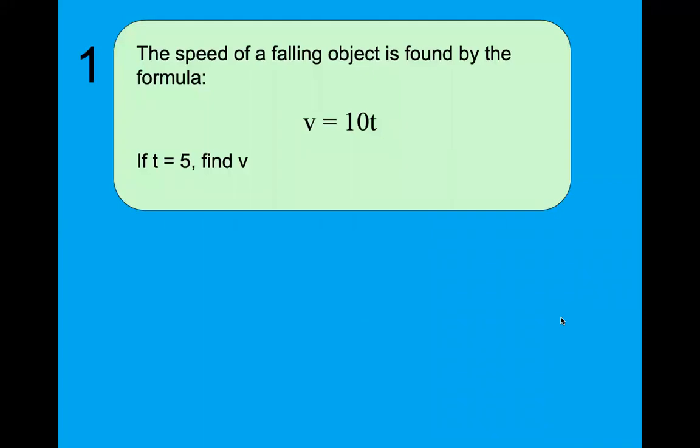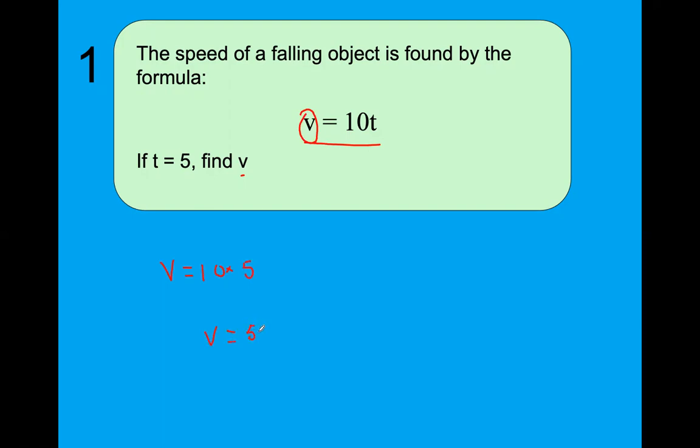The speed of a falling object is found by the formula v equals 10t. If t equals 5, find v. So we need to find the value of v, the speed, and so we need to substitute. If v equals 10t, it means 10 times t. So it's going to be 10 times, how much is t? It is 5. So 10 times 5. So v equals 50 in this case.